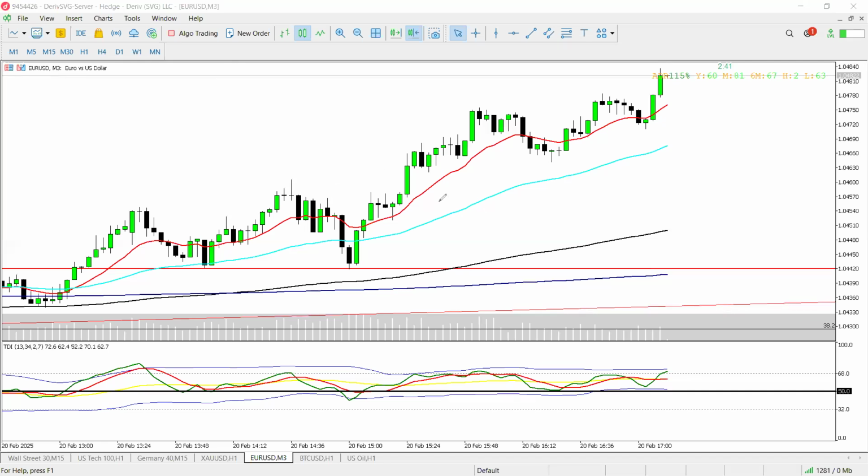Where did that setup happen? I think my entry is somewhere here. So I'll go now to TradingView so that I can show you. But before we go there, you can see that we had this price action playing out.